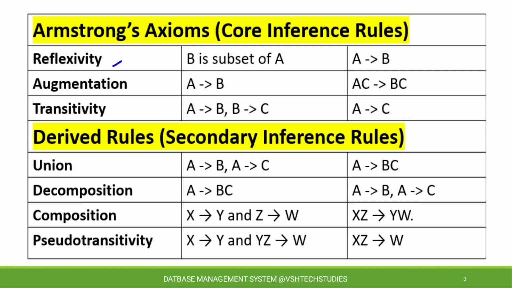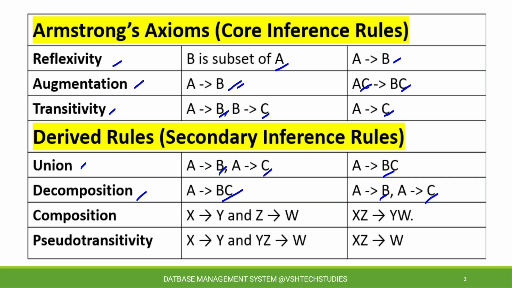Reflexivity rule states that if B is a subset of A, then A determines B. Augmentation rule states that if A determines B, then addition of a common attribute on both sides doesn't change the dependency. Transitivity rule states that if A determines B and B determines C, then A determines C. Union rule states that if A determines B and A determines C, then A determines both B and C. Decomposition rule states that if A determines both B and C, then A determines B and A determines C.